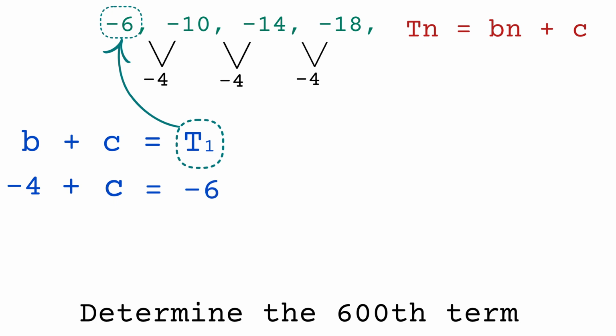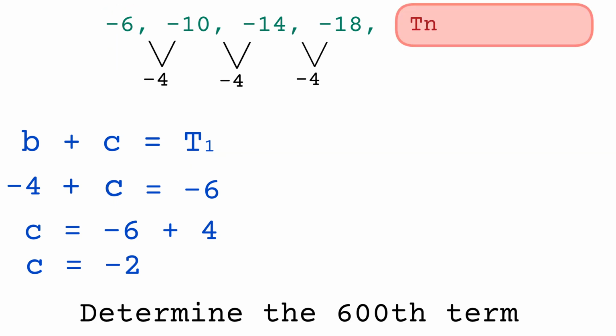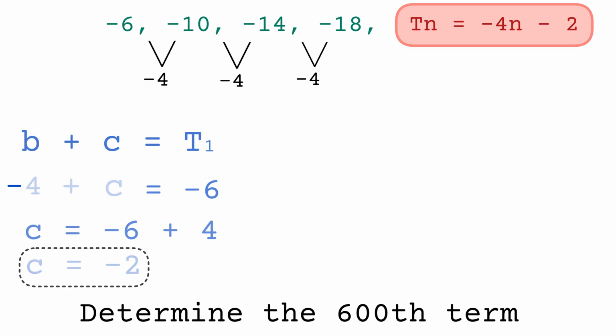T1 is -6. Then we make C the subject of the formula and group the like terms by taking -4 to the other side of the equal sign. -6 plus 4 is -2. So the value of C is -2. Now we can write the nth term formula for this sequence as Tn equals -4n minus 2.